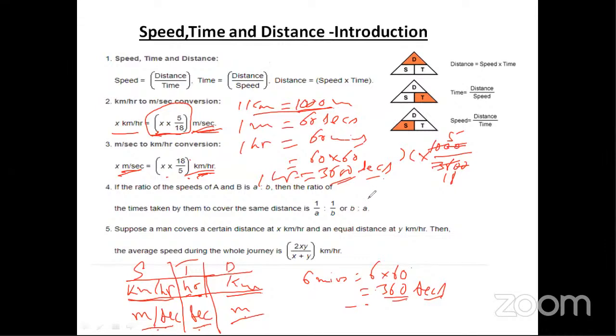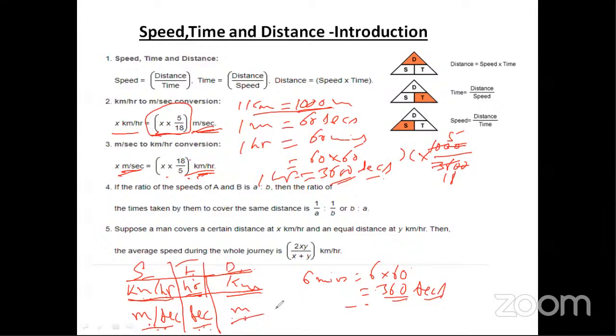Observe carefully. We have 3 units basically: speed, time, distance. Okay. If speed is given in kilometer per hour, time should be in hour, distance should be in kilometer. Same way, if speed is given in meter per second, time should be in second, distance should be in meters. Okay, so meter per second. So we have to keep it common.